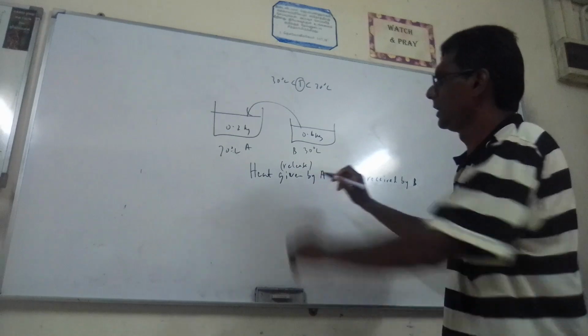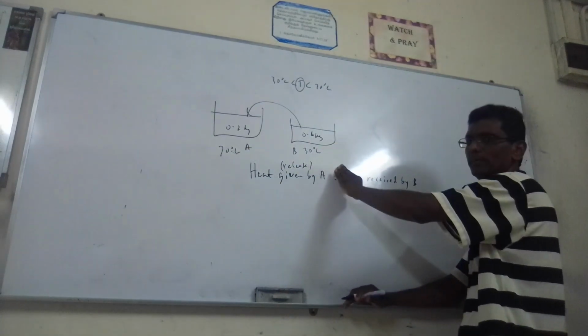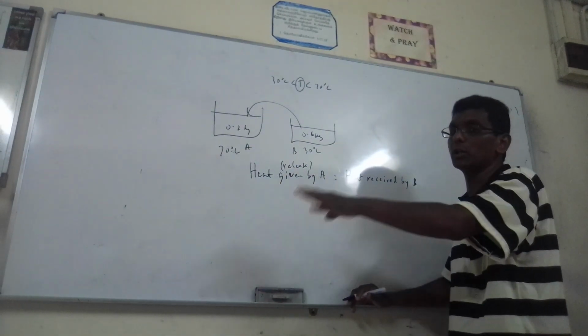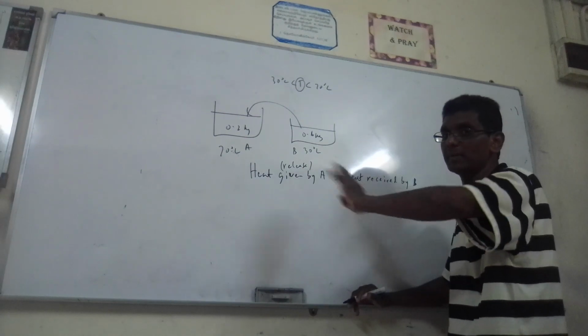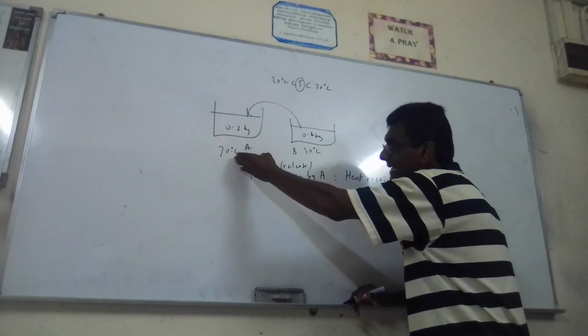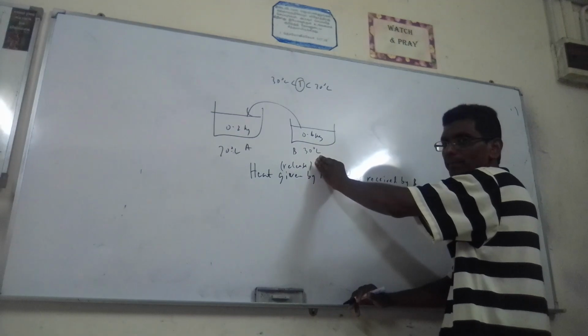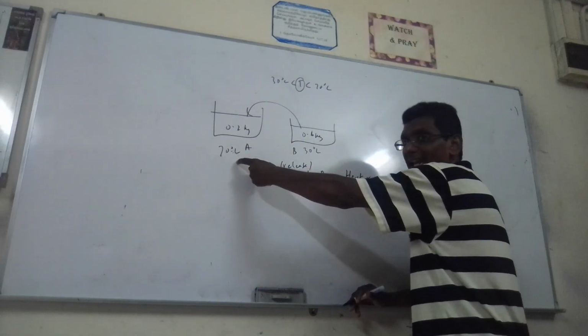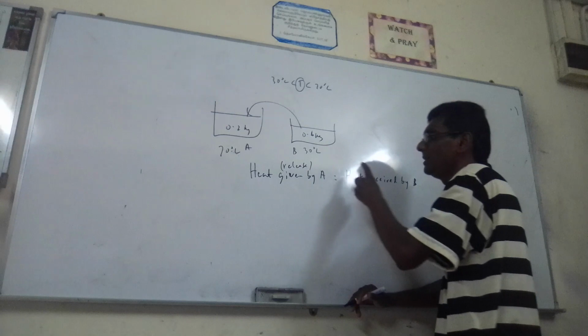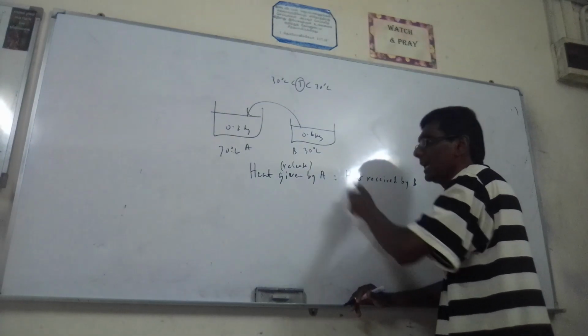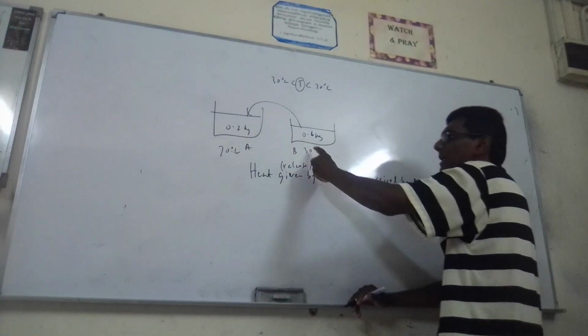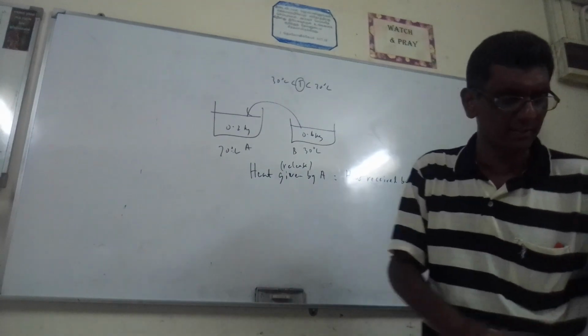Heat released by A to B, in order to get thermal equilibrium, the final temperature will be the same, T. Heat is released by A to B because A is the higher temperature and B is the lower temperature. So A releases the heat, B receives the heat. So something like this.